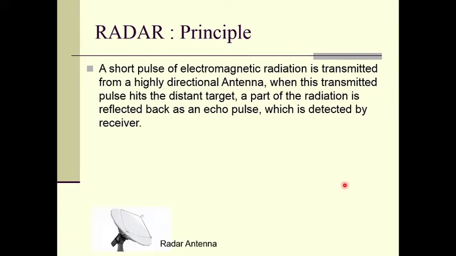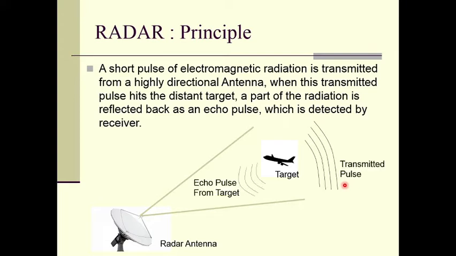Inside radar, a short pulse of electromagnetic radiation is transmitted from a highly directional antenna. When this transmitted pulse hits the distant target, a part of the radiation is reflected back as an echo pulse, which is detected by the receiver. In this diagram you can see we have a highly directional antenna. That directional antenna will transmit the pulse to the distant target, right? This is the transmitted pulse, and when it hits the target, part of the radiation is reflected back and is called the echo pulse. That echo pulse is received again by the radar, and the radar receiver will detect it and analyze the two signals, and from that we can determine the exact location and the speed of the distant target.